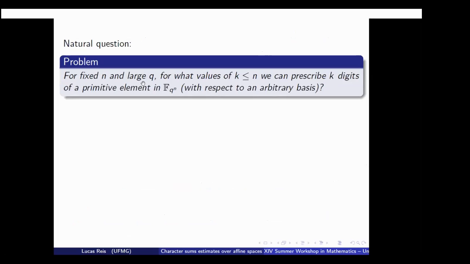Here we fix n, and q is large enough. For how many digits can we prescribe? For what values of k at most n can we prescribe k digits of a primitive element in F_q^n, with respect to an arbitrary basis? In 2018, Swaenepoel, in this paper, proved that we can roughly prescribe half of the digits.